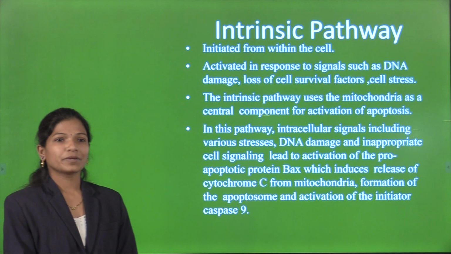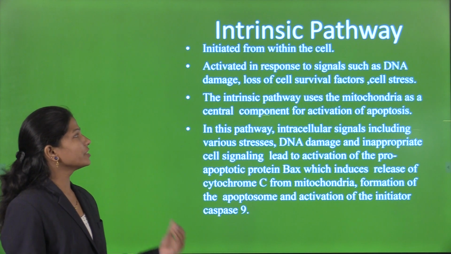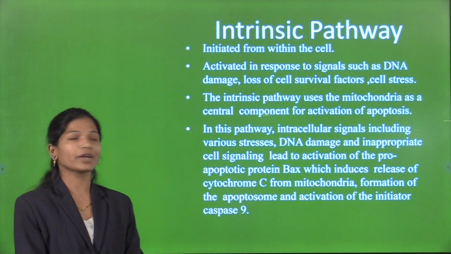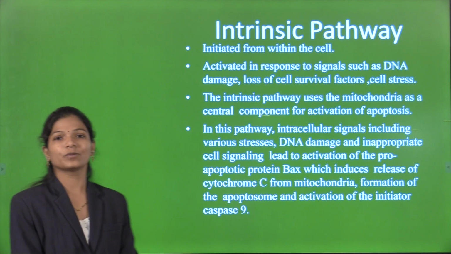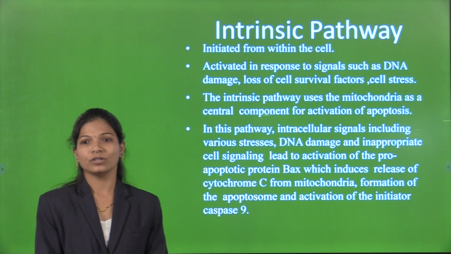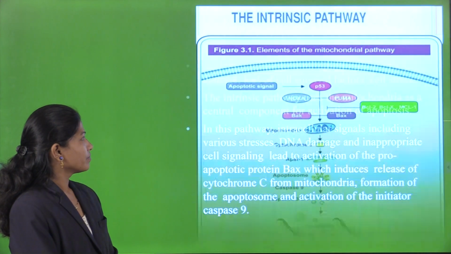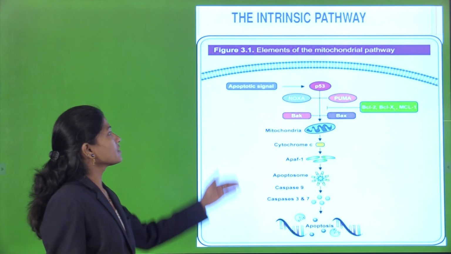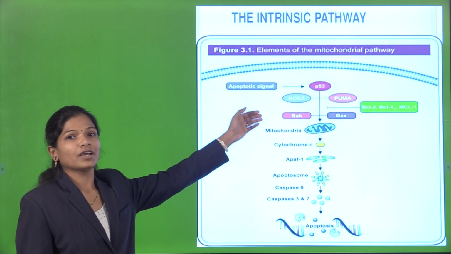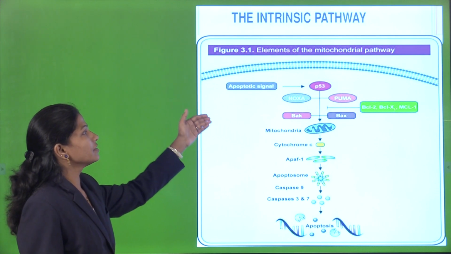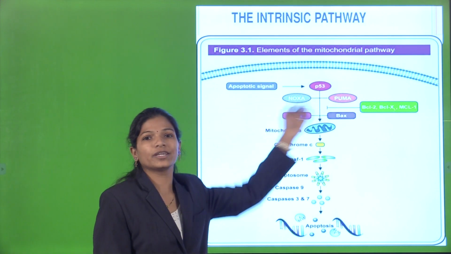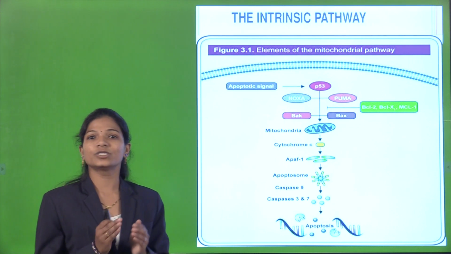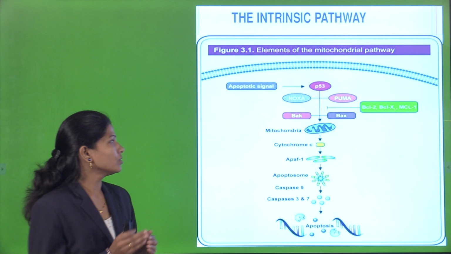So this intrinsic pathway is initiated within the cell. It uses the mitochondria as a central component for activation of apoptosis. So this is the pathway. In this, there is an apoptotic signal, and this apoptotic signal leads to activation of the protein P53. P53 is an important gene in the body that will lead to apoptosis.